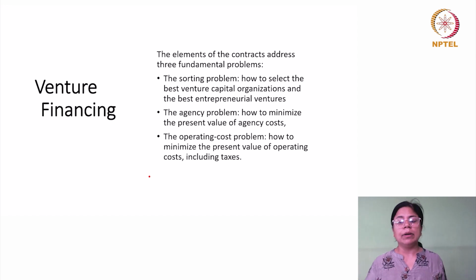Then the agency problem, again, how to minimize the present value of the agency cost. Operating, how to minimize the present value of the operating cost, including taxes. So figuring out these aspects, the contract would be written from the point of view of the venture capitalist.